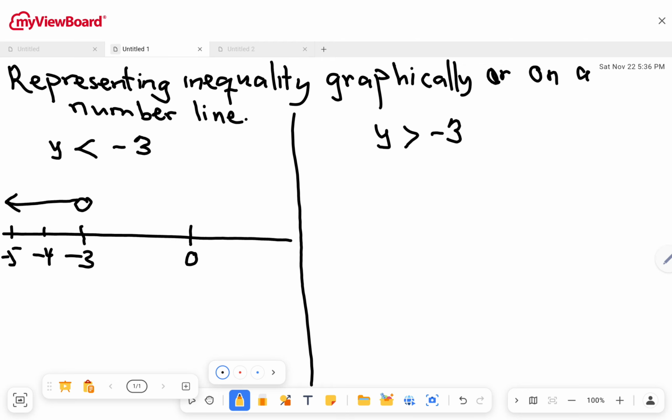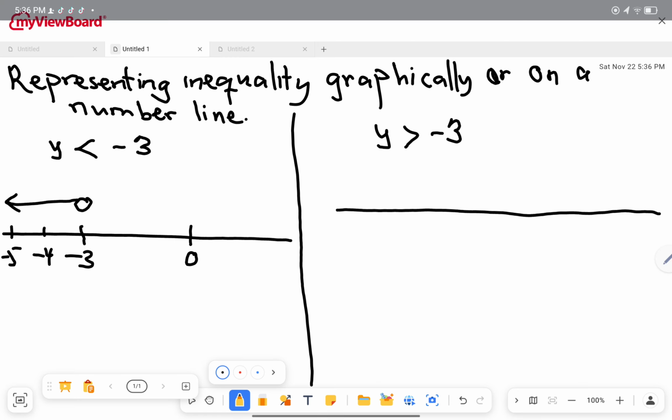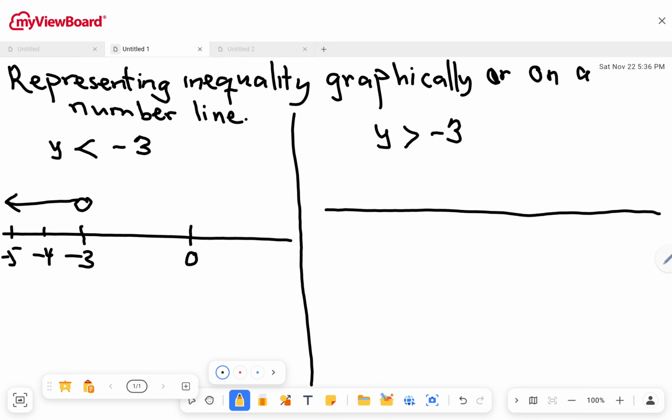Now let's see how we are going to represent y is greater than -3. So we are going to draw a number line, then we'll bring our 0 here, then we'll bring our -3 here. Sorry, our negative 3 should be on the left side.